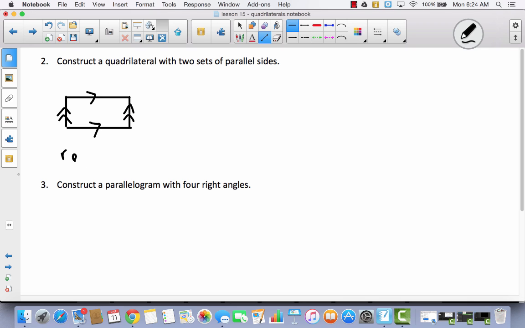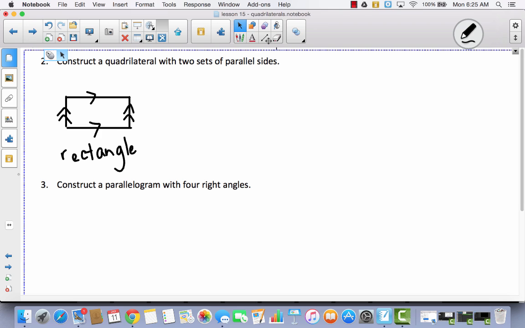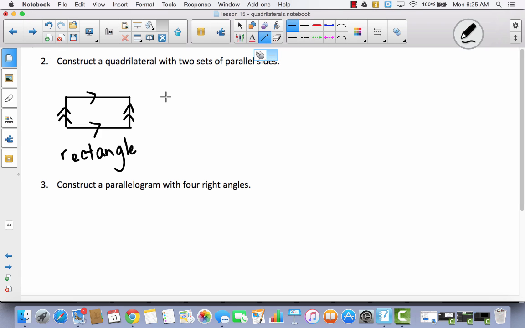So I want you to go ahead and label that rectangle. Hopefully you drew one of those. And then what about a square? Let's draw a square this time because it has 2 pairs of parallel sides, the top and the bottom, and the sides are parallel. So the top and the bottom are parallel, so let's go ahead and put the parallel sides. This is parallel to this side, and these 2 are parallel. So this is a square.